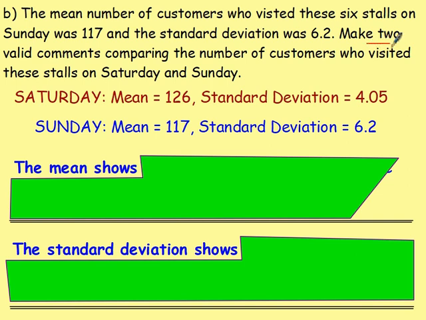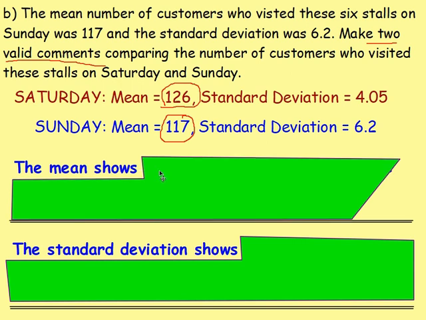It is talking about making 2 valid comments. So when it talks about 2 valid comments, what it's really saying is, tell us about the mean and tell us about the standard deviation. The way I would always start these questions off is I would say the mean shows and the standard deviation shows. So what does the mean show us? Think back to what the mean actually is. The mean is a type of average. So it's telling us the average number of customers on Saturday and the average number of customers on Sunday at these stalls. So if we're comparing these 2 numbers, we're comparing the means, so we're comparing the averages.